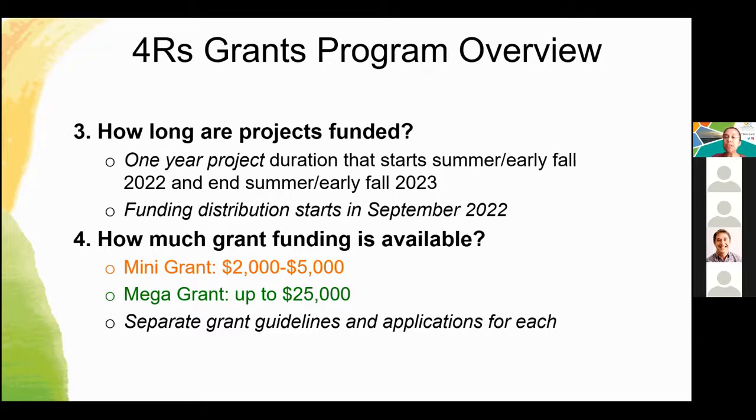How much grant funding is available? The 4Rs Grant Program has been distributing an average of about $240,000 per year for the past few years to grantees. Applicants can either apply for mini grants between $2,000 and up to $5,000, or mega grants up to $25,000. There are separate grant guidelines and applications for each. A full guide for mini and mega grant applications and frequently asked questions is now available on our website.